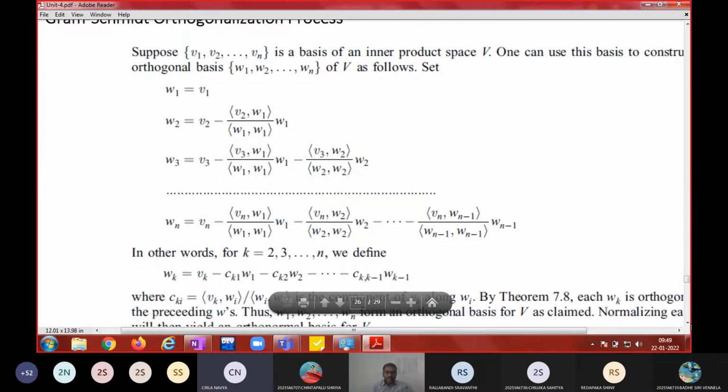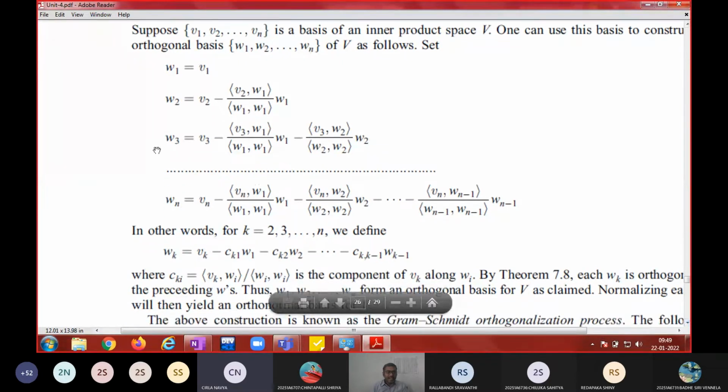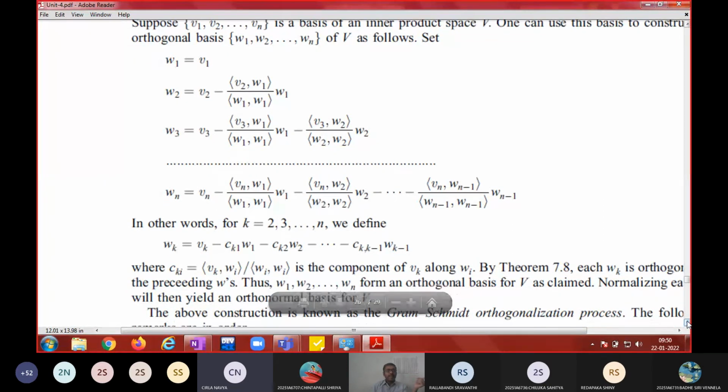So that means each vector you are writing as V minus a linear combination of the previous vectors. W3 you are writing as V3 minus a linear combination of W1 and W2. Wn you are writing as Vn minus a linear combination of W1 to W(n-1). So Wk you are writing as Vk minus a linear combination of the previous orthogonal vectors. The formulas for the coefficients Ck1, Ck2 and so on are given by these expressions. That's it. If you apply this formula step by step, finally you will arrive at an orthogonal basis from a given basis.